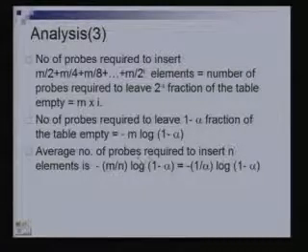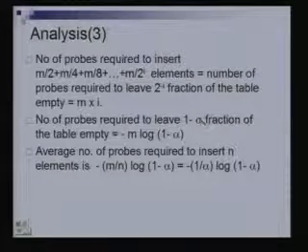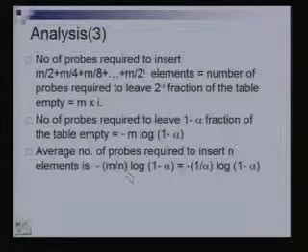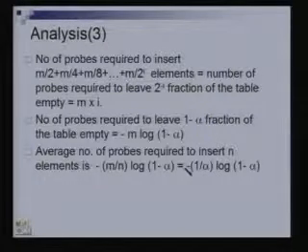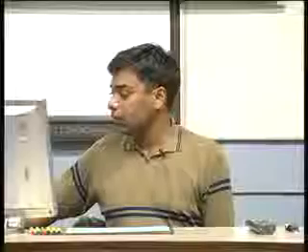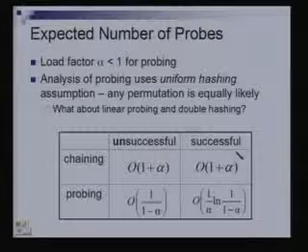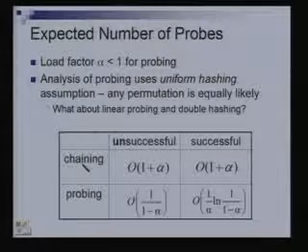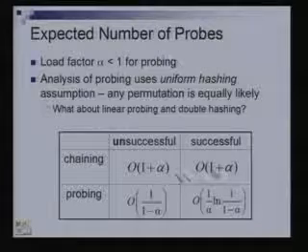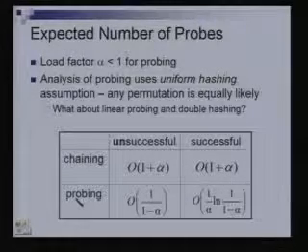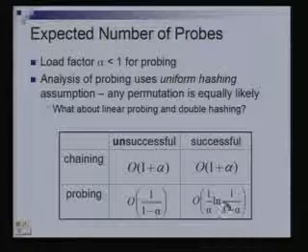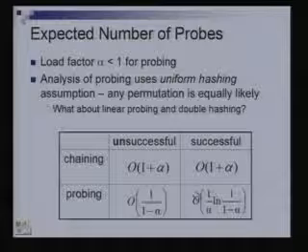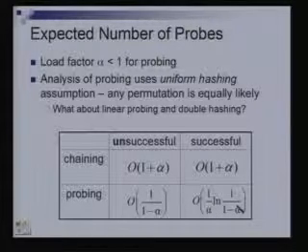So this was the total number of probes required, so the average was just divided by n. m by n was 1 by alpha, or n by m was alpha, so this is this quantity. So we will now be able to capture it in a table, right? For unsuccessful and successful searches, when we had chaining, it was 1 plus alpha, recall. For probing, for an unsuccessful search, it was 1 over 1 minus alpha, and for a successful search, what I just showed you, it is 1 by alpha times log of 1 over 1 minus alpha.